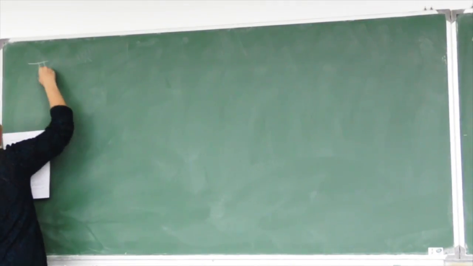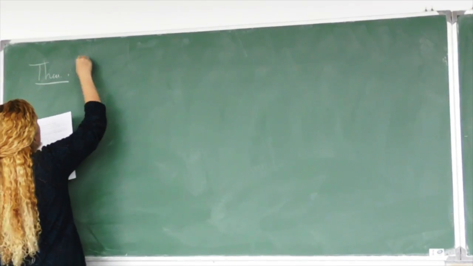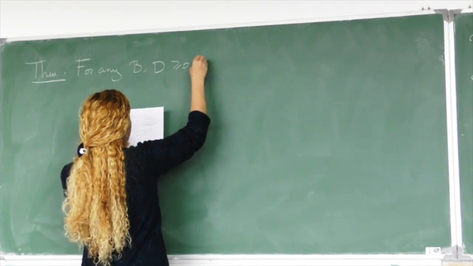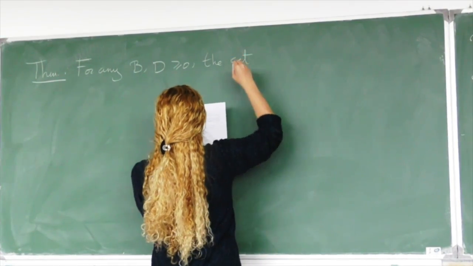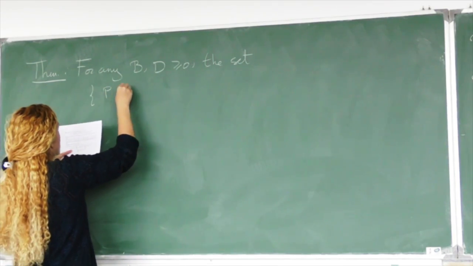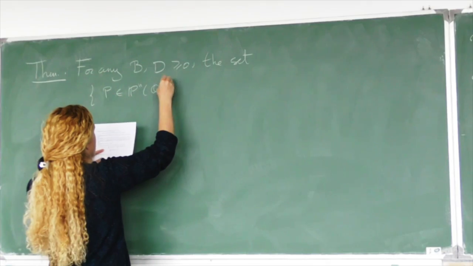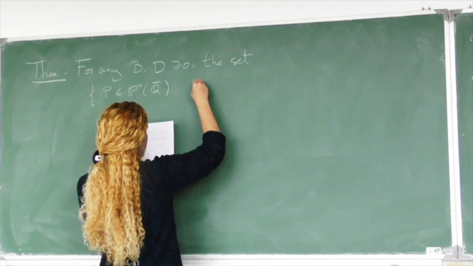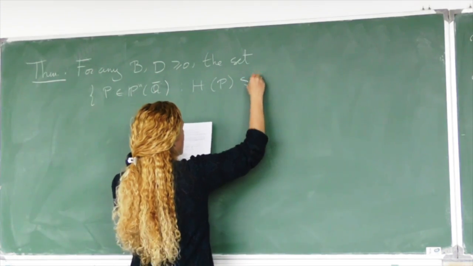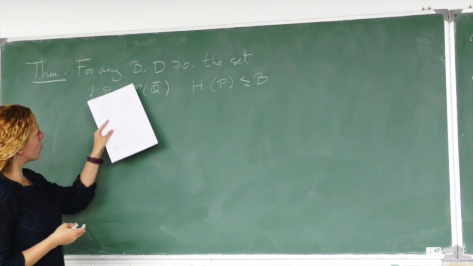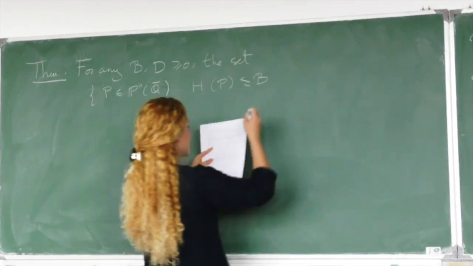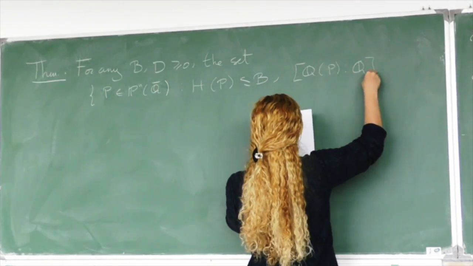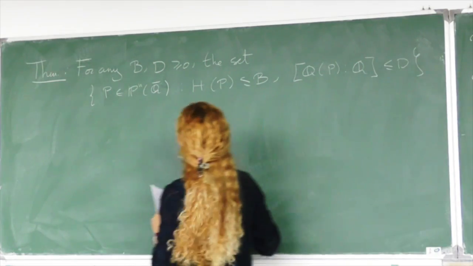So, theorem. For any b and d greater or equal than 0, the set of points on the projective space over the algebraic closure of the rationals, such that the height of the point is smaller or equal than the bound b, so I'm looking for points of small height, and such that the degree, I'm going to explain the notation here, is smaller or equal than d, is finite.